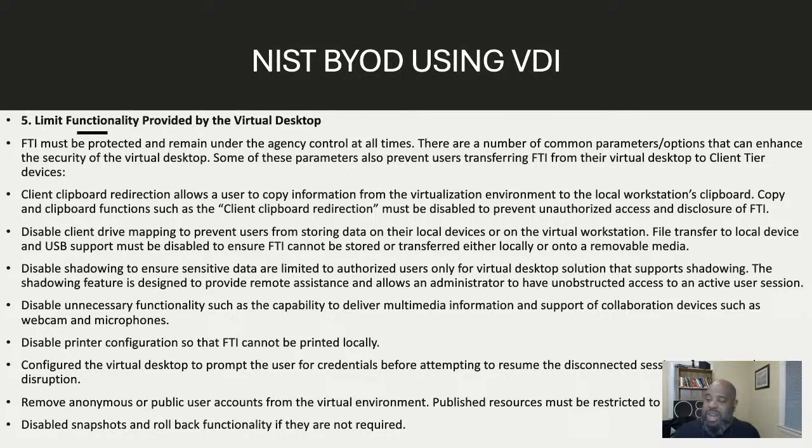Client clipboard redirects allow users to copy information from the virtual environment to a local workstation. Copying clipboard functions such as client clipboard redirection must be disabled to prevent unauthorized access and disclosure, right? So we're going to make sure if you're using a clipboard, it ain't coming down to your workstation, right? Disabling any client drive mapping and USB drives. You're not walking out with a database on a 10 petabyte USB drive. Disabling shadowing to ensure sensitive data is limited to authorized users only on the virtual desktop.